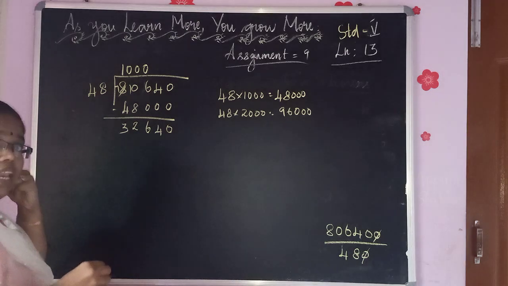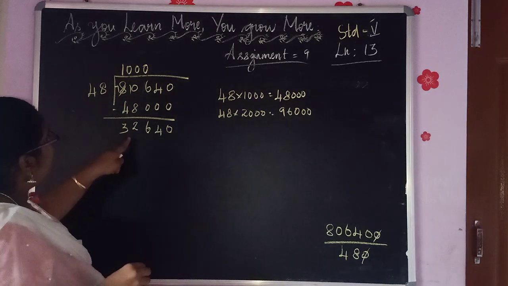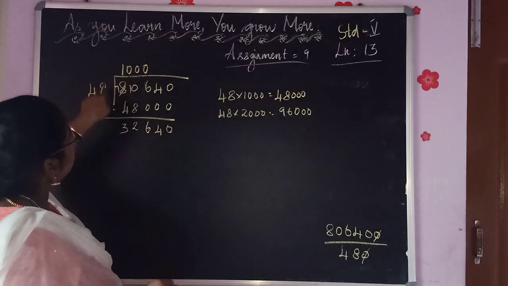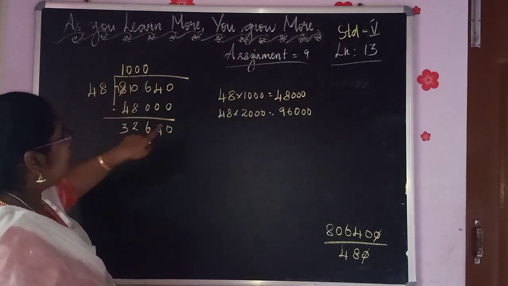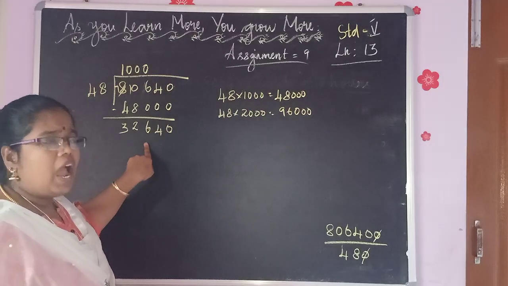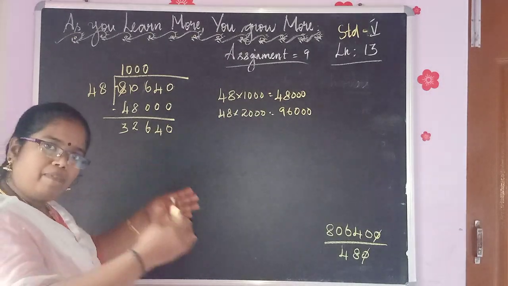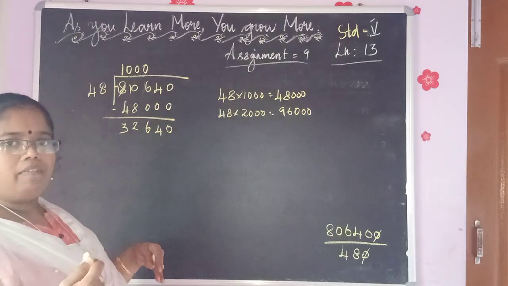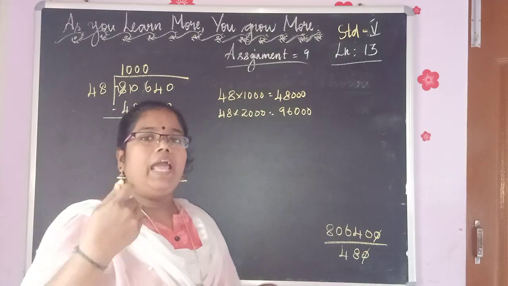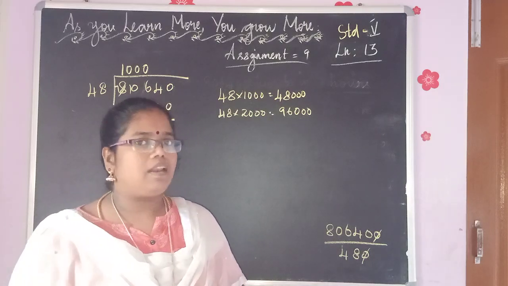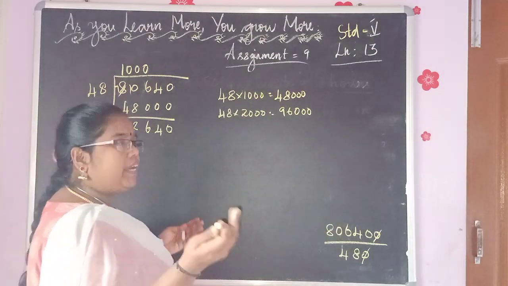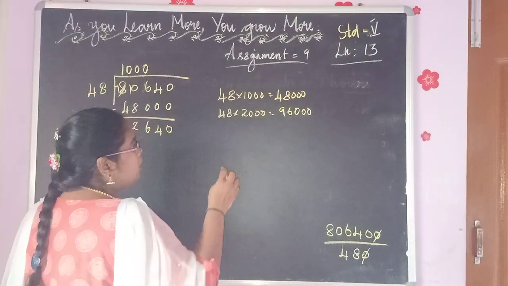Listen, the next thing: how many digits are here? 5 digits are there. If I use 1000 one time, I am getting 48,000. Can I put 48,000 here to subtract it? I will not be able to subtract it. So we can reduce the 1000. If we reduce it, we can use 900, 800, 700, 600 like that. Let us try using 700.